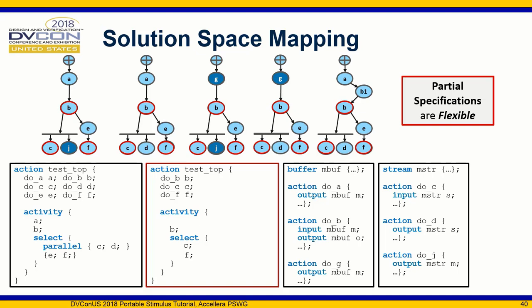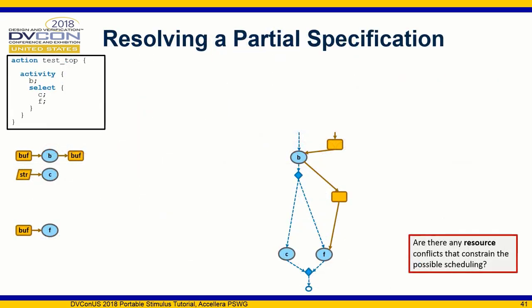I said before, you start at the top, you compile the model, you figure out what it is that you have. And I said that that model has a lot of holes in it. And then you've got to figure out how you're going to fill in the holes. Well, this is what I meant. So this is my partial specification, right? I have B followed by either C or F. So B has a buffer input, it produces a buffer output. F has a buffer input, and C has a stream input. We're not going to worry about that for now.